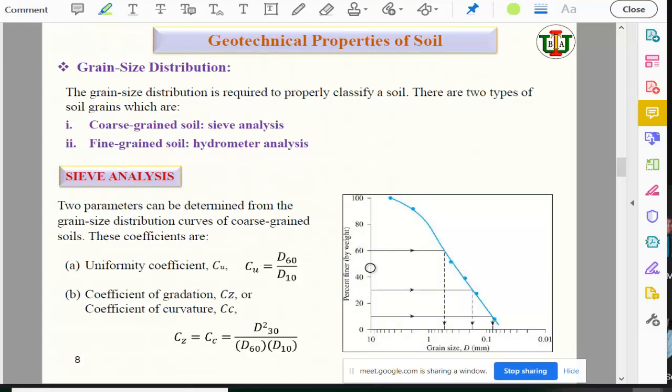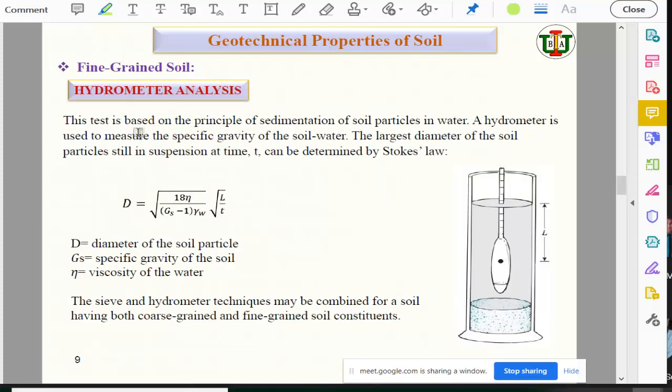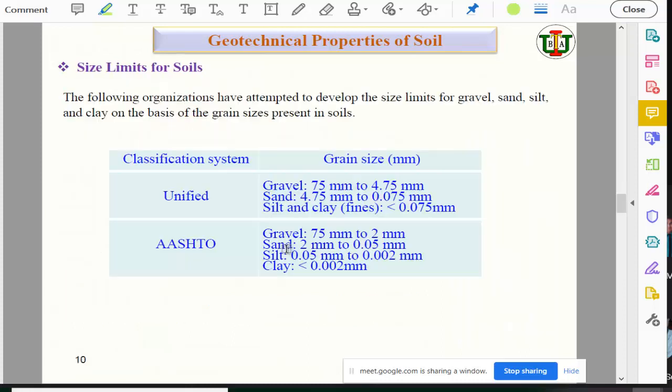We briefly discussed grain size distribution. For the coarse soil, we usually use sieve analysis, and for the finer soil, we use hydrometer analysis. We also discussed why we use a hydrometer for fine-grained soil and why it is not possible to do with sieve analysis.